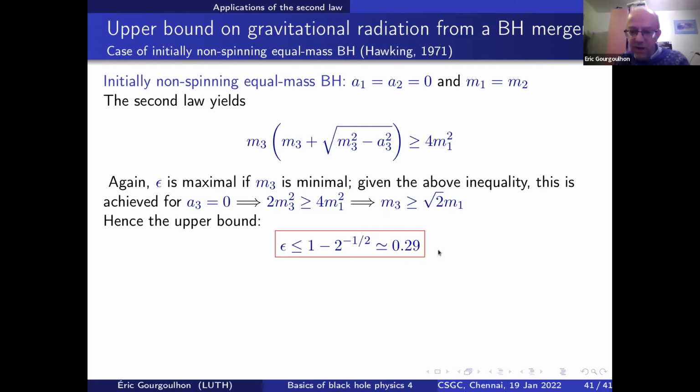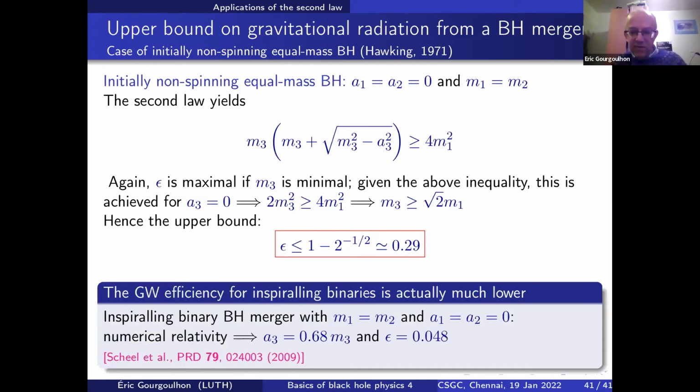This is very high, actually. And in practice, it is not as high as this value. This is valid for any binary black hole merger from two Schwarzschild black holes of equal mass, but it can be any configuration. But if we now consider an inspiraling binary black hole, I mean, a binary black hole on circular orbit initially, then the gravitational wave efficiency is much lower.